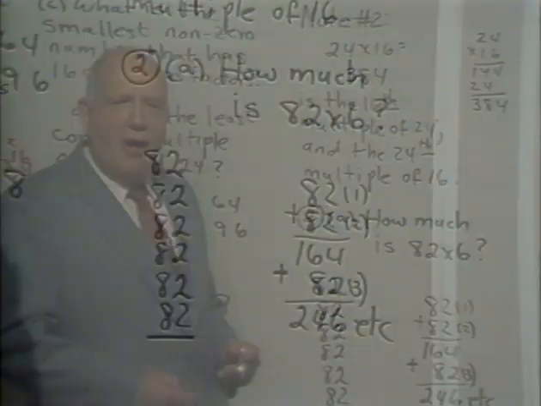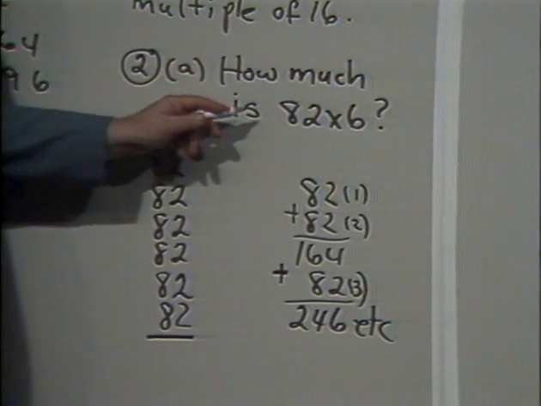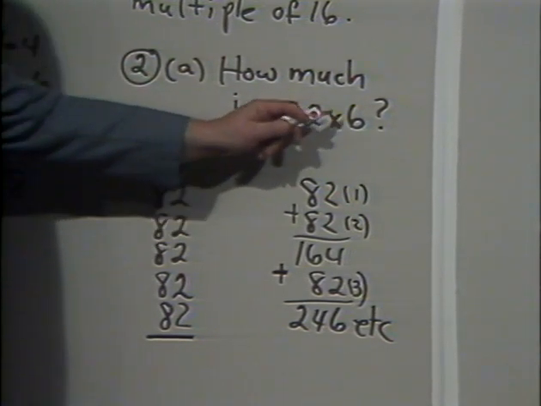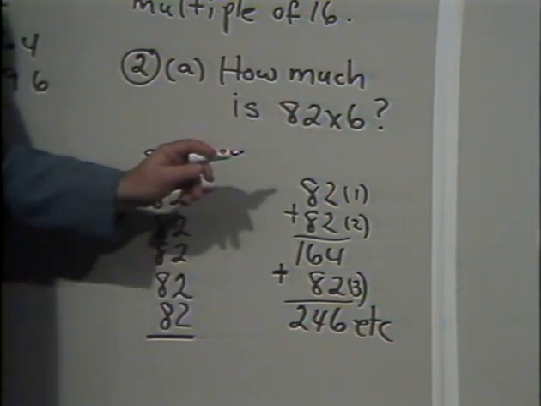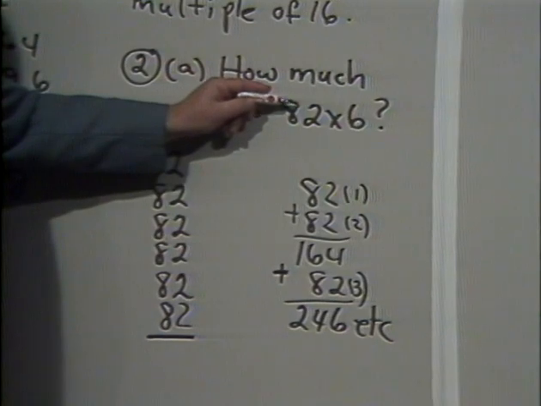And again, as I say, these problems aren't that exciting, but they are meant to cement down the details. You have to walk before you can run. Let's make sure we understand the vocabulary and how to use it. Part A in problem 2 says, how much is 82 times 6? Which is simply another way of saying what? What is the 6th multiple of 82? In other words, if you were counting by 82, what's the 6th number you'd come to?